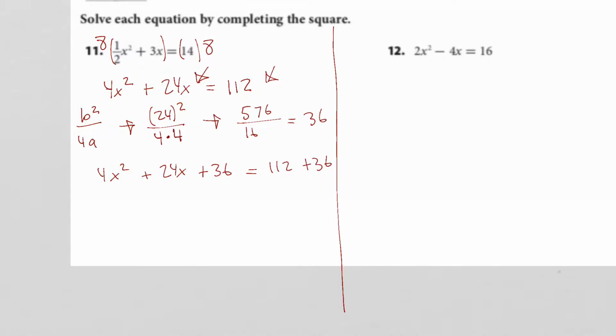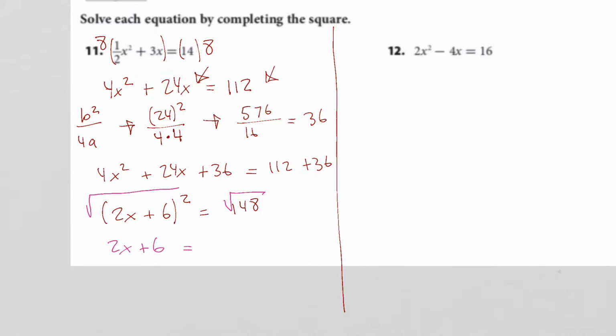And then, right, this is going to factor. It's going to factor into 2x, and then what's the square root of 36? Plus 6 squared. And then 112 plus 36 is equal to 148. So far, so good. We've got it to do everything we needed it to do so far. Now we're going to take the square root of both sides. You're going to get 2x plus 6 is equal to the square root of 148.